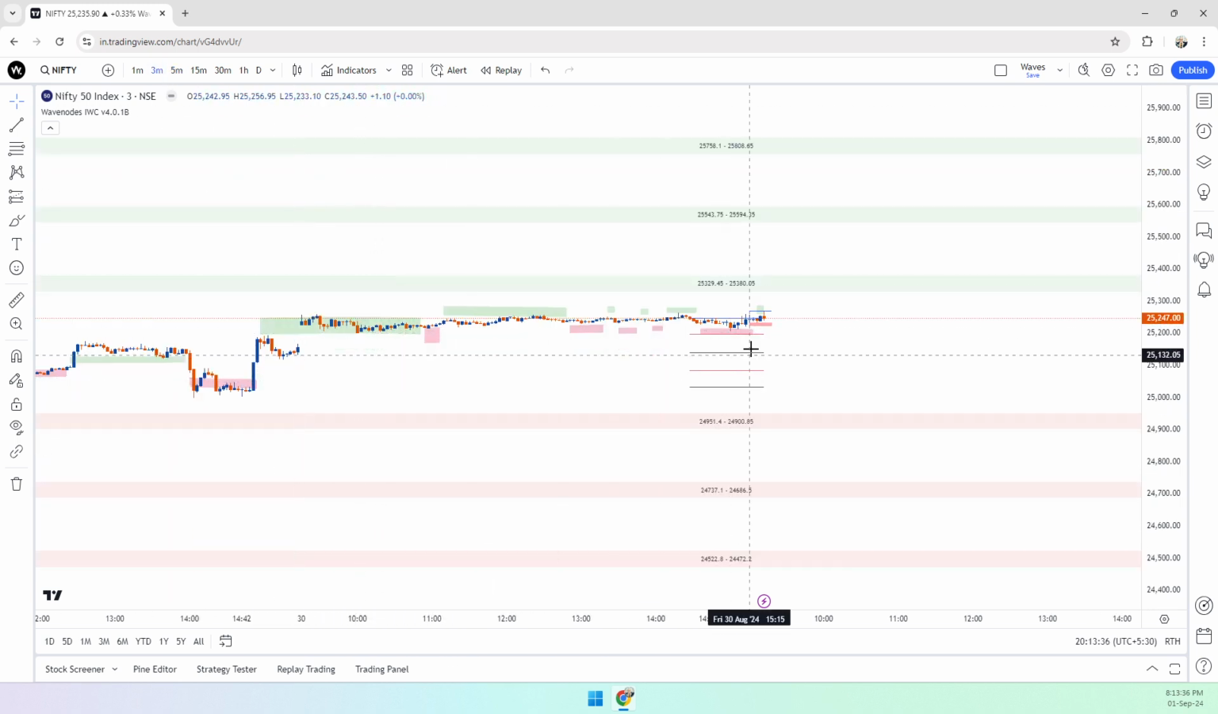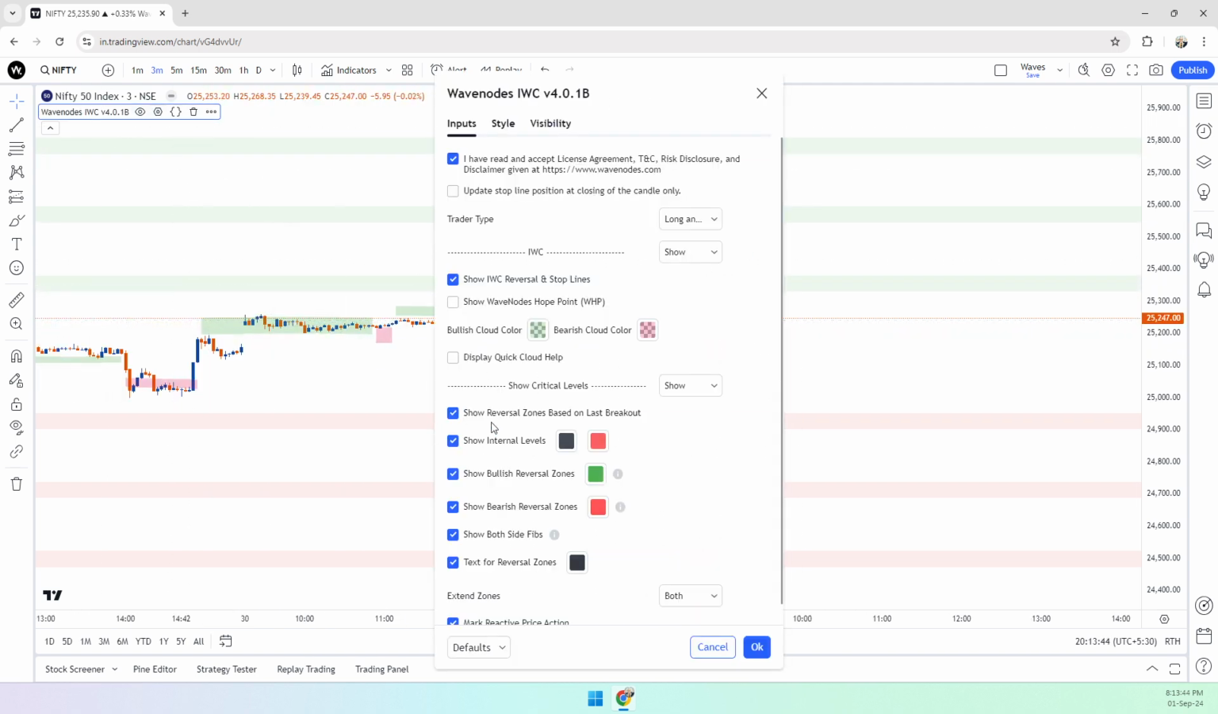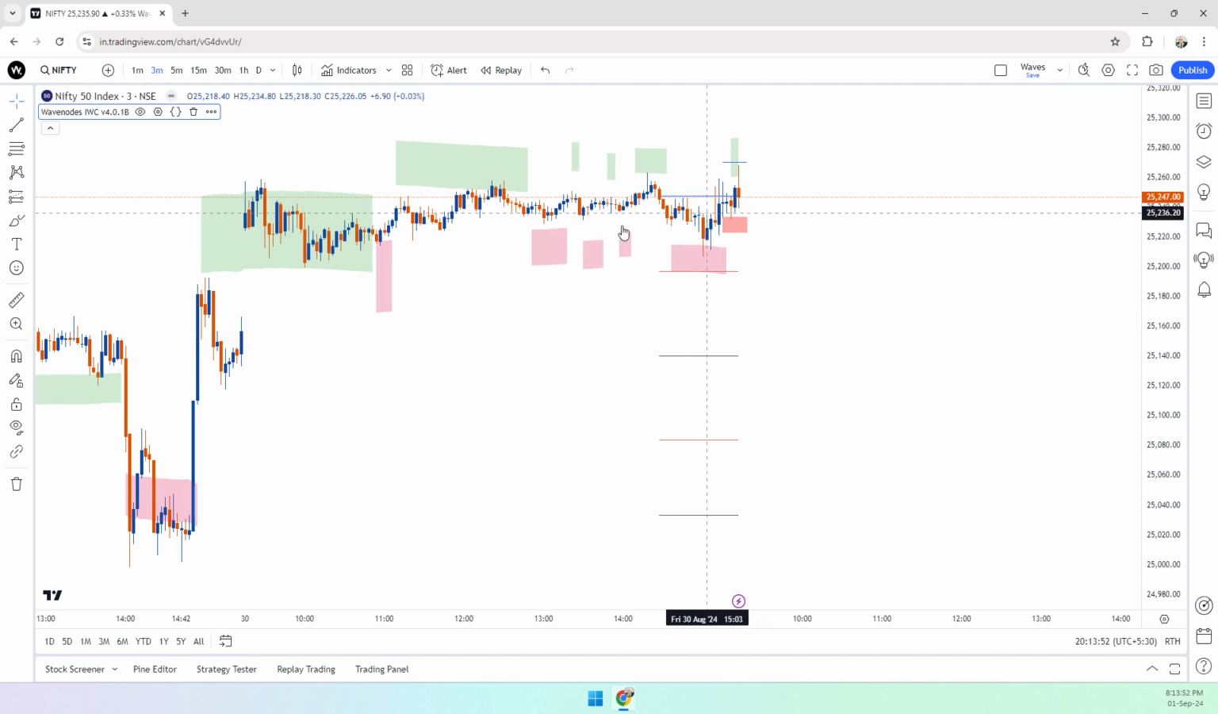If I switch, I can see the things are looking pretty fine here. Now here the market is in a balanced state, then why do we see these types of zones? You can manage these zones from here. If you do not want the zones to remain plotted when there is a balanced state of the market, in that case you can simply turn this off and it will show you only the internal level.